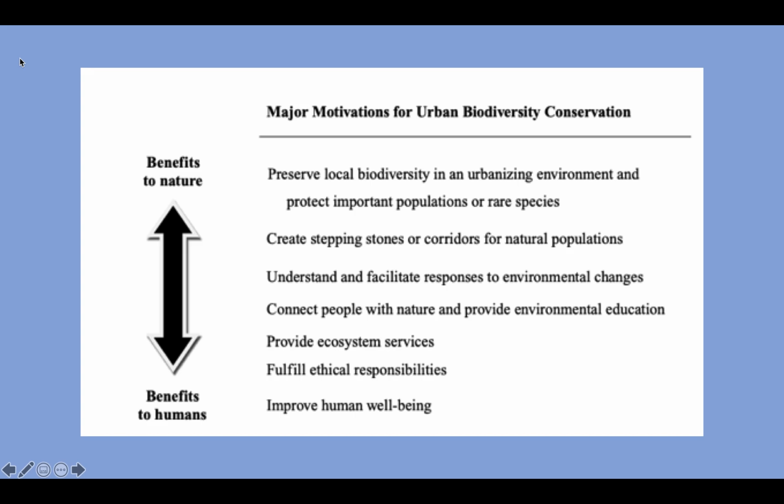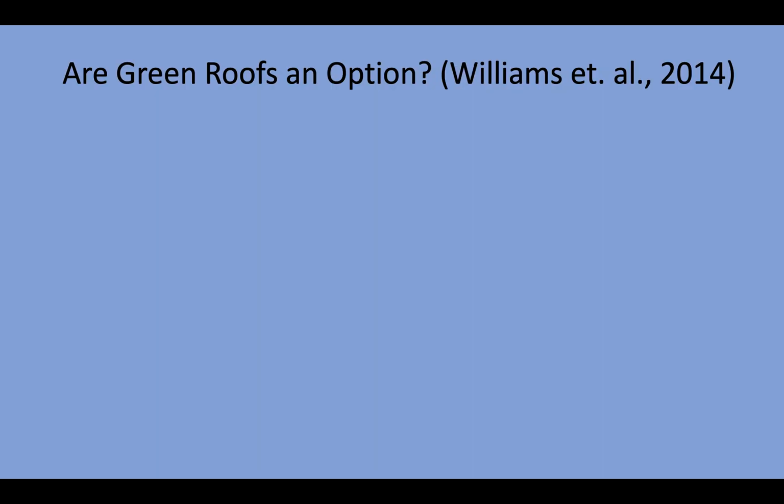This gives a good little continuum of that. Everything from preserving biodiversity to creating habitat connectivity, that is, stepping stones or corridors for natural populations. We become connected with the environment. We fulfill ethical responsibilities. We get ecosystem services. We generally improve human well-being. So there are motivations for protecting biodiversity, both within urban environments and outside of them. But green roofs apply specifically in this case to protecting urban biodiversity.